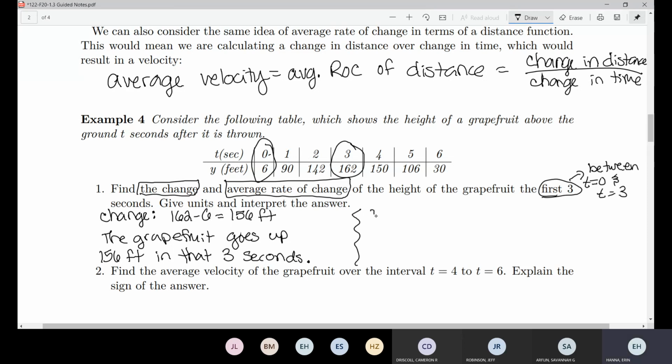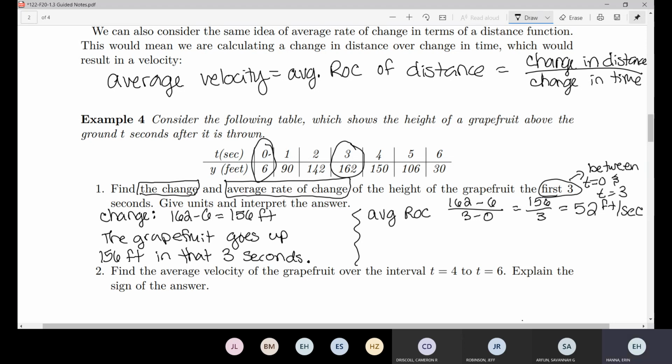Whereas the average rate of change, we have to use those 2 points and essentially find the slope between them. So we've got 162 minus 6 over 3 minus 0, so 156 over 3. And my notes tell me that that is 52 feet per second. So the units of y over the units of x.